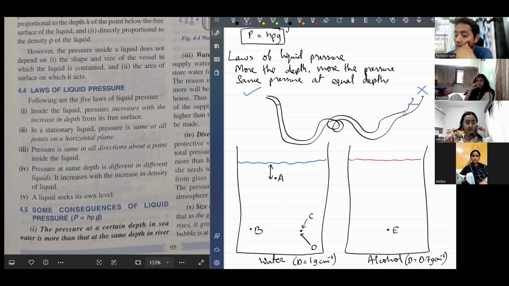Yeah, the water, see the last point, a liquid seeks its own level. That means it tries to equalize itself on both the sides. Even if you don't pour water on the right side, you just pour on the left side, the water will flow through the pipe and reach the exact same height on the other side also. Is it correct or is it unsure? It is correct. It will always form the same height on both the sides.